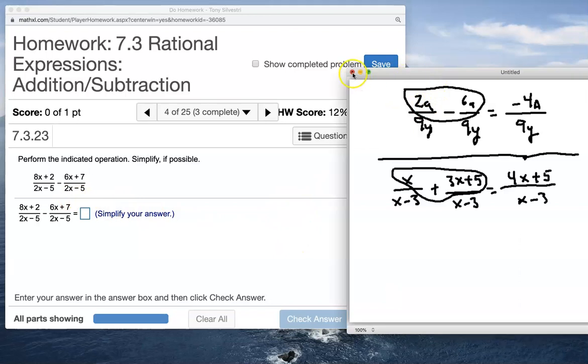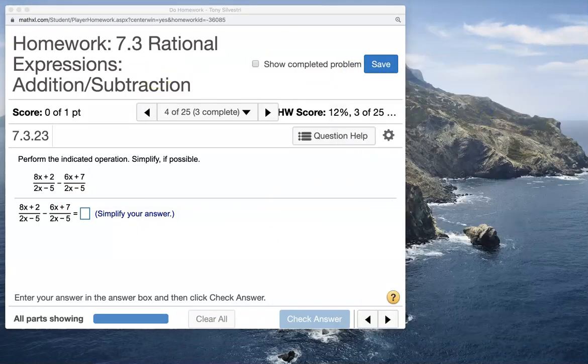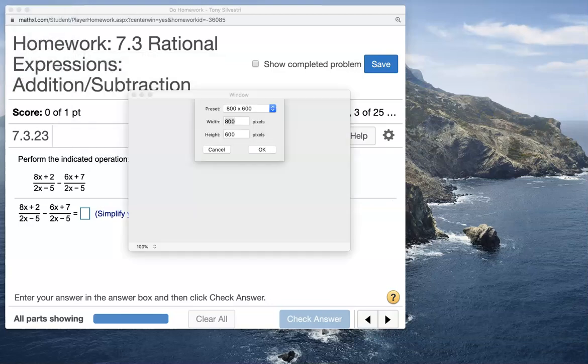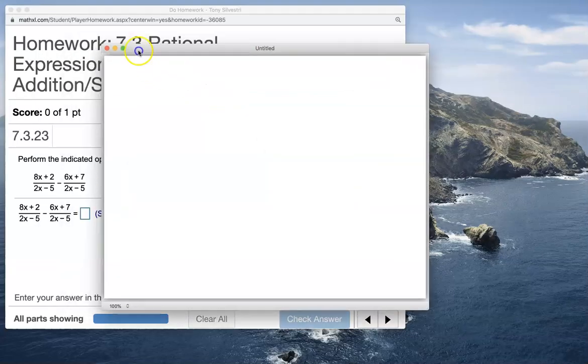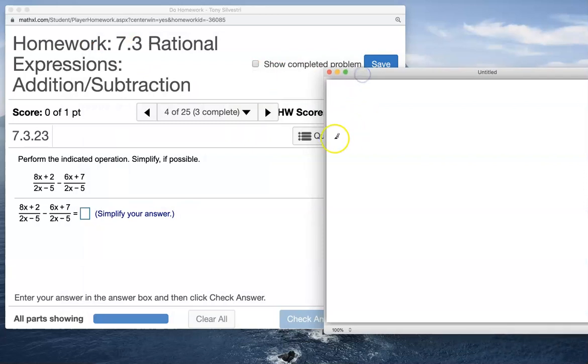So let's come over here. Close that. Close this. Let's do a new file here. Oh my God, I got bundles everywhere. I got 8x plus 2. That's a bundle, but I'm not going to show that as a bundle just yet. Let's make a prettier 8. And this is 2x minus 5. That in itself is a bundle. That's good. Minus that same bundle, 2x minus 5 on the bottom. And this is 6x plus 7.